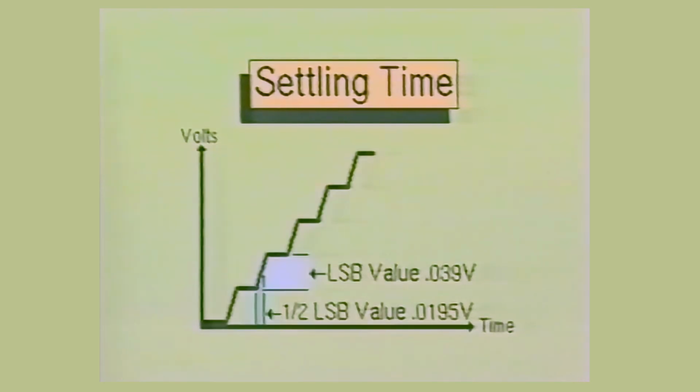Since the settling time is the time required for the output to stabilize within plus or minus 1/2 of the least significant bit value, then we must divide the 0.039 volts in half. Half of this value is 0.0195 volts. Therefore, the settling time would be the time required for the output to reach within 0.0195 volts of the expected value. The settling time is typically under 10 microseconds.